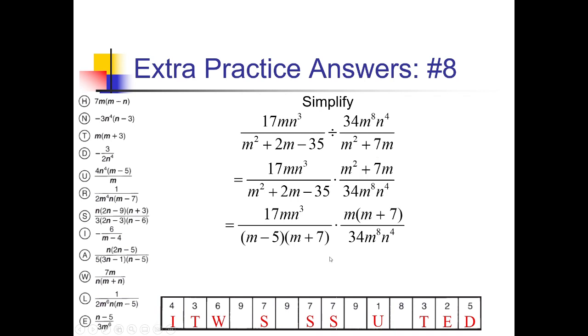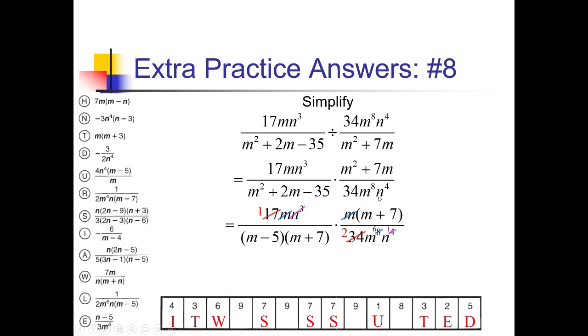Let's reduce what we can. 17 over 34 gives me 1 over 2. And this is kind of interesting. We have an m that I'm going to reduce with the m to the 8th, but I have another m up here. I could take the time to multiply this all out and get an m squared, but I'm just going to cross off both of these m's with this m, and that leaves me with an m to the 6th down here. Next up, the n to the third and the n to the fourth reduce, giving me an n to the first down there. So what do we have?